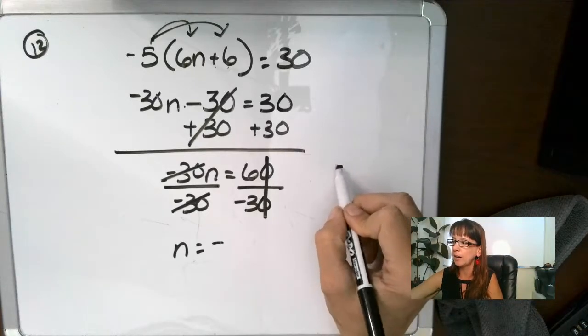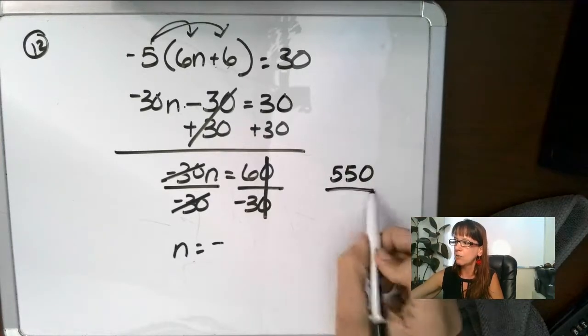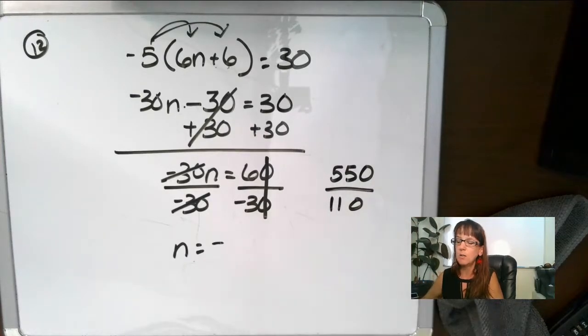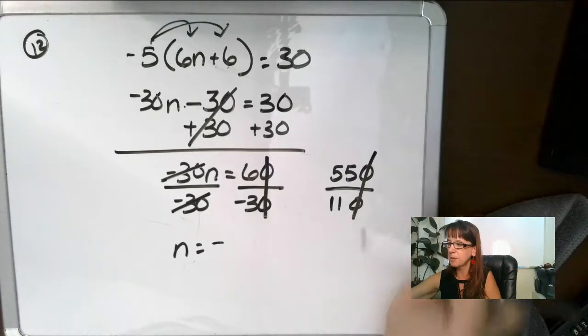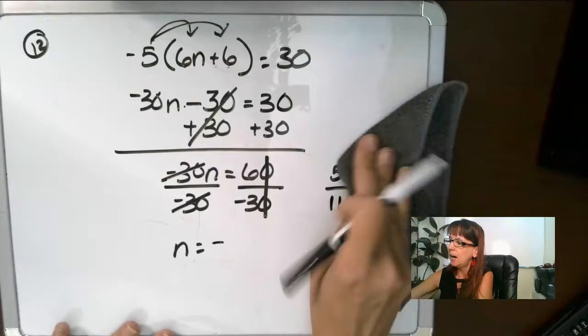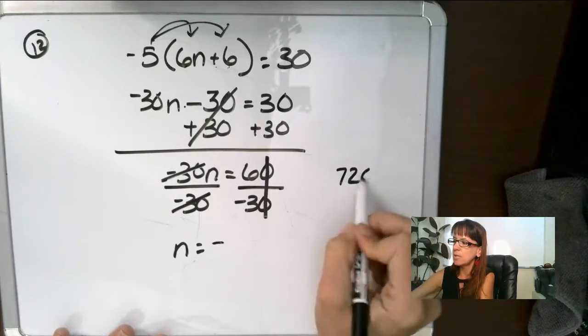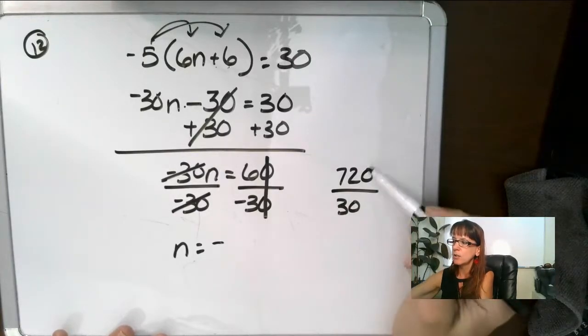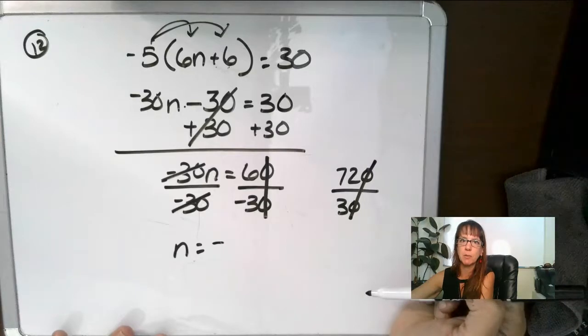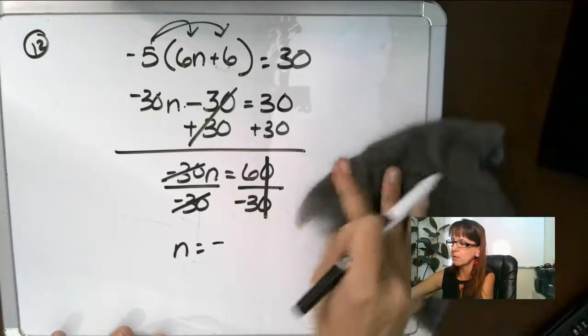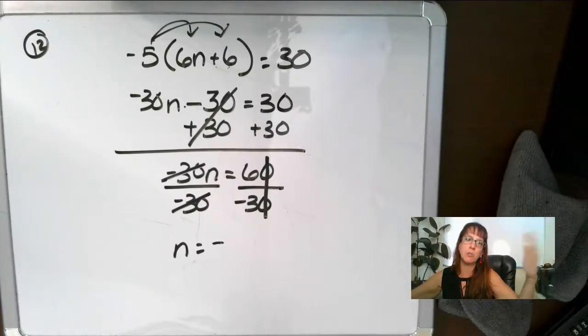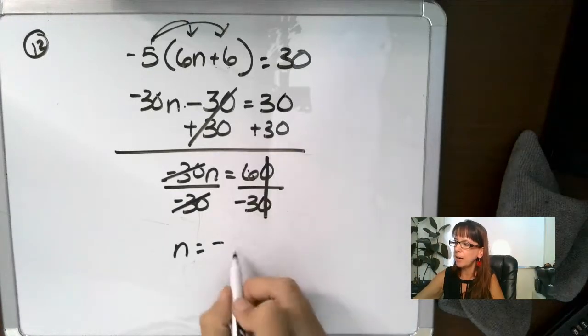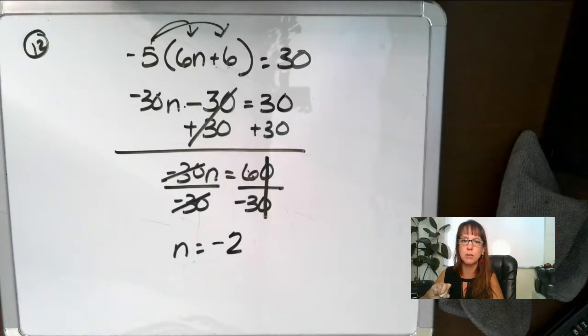So like if you had 550 over 110, you can just lop those zeros off right there, okay? If you had 720 over 30, you can just lop those zeros off and you have 72 divided by 3, which is a lot easier to manage than 720. So basically you're dividing both the top and bottom by 10, just lop those zeros off, right? So 6 divided by negative 3 gives us negative 2 as our answer there.